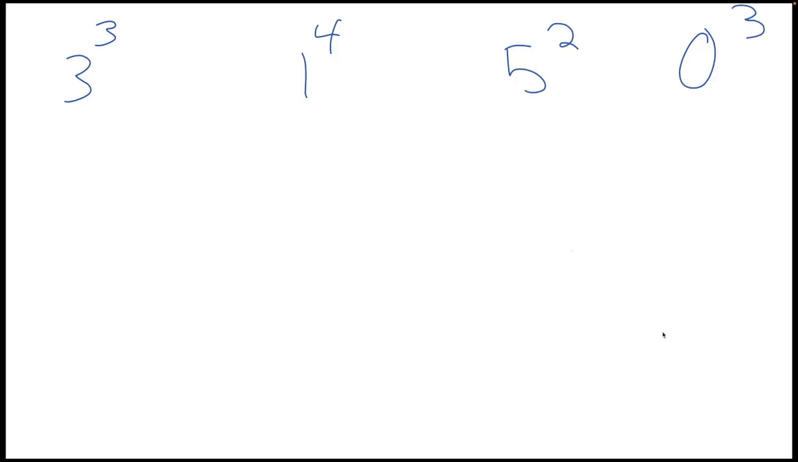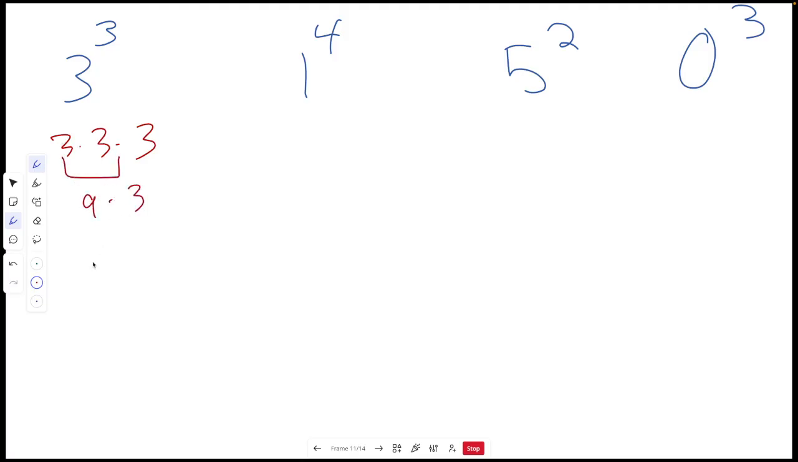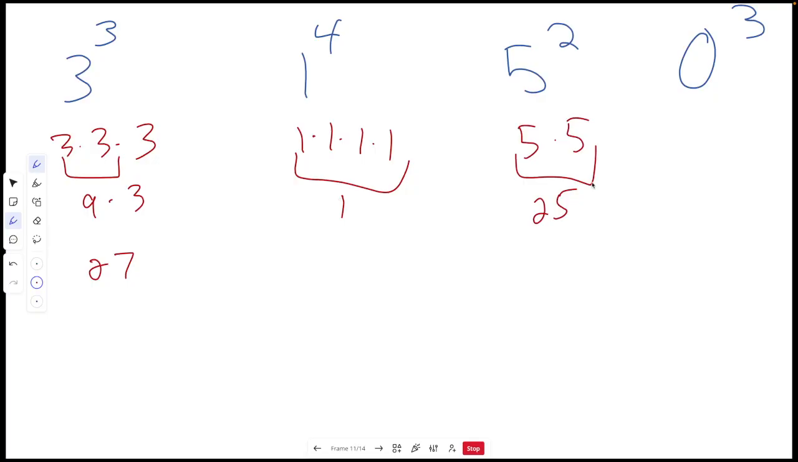Okay, now that you've had a chance to take a look at these problems, let's check your answers. For this one, you should have said 3 times 3 times 3. That would be 9 times 3, which is 27. For this one, this is 1 times 1 times 1 times 1. 1 times 1 is 1, 1 times 1 is 1, so 1. 5 to the second power is 5 times 5, which is 25. And 0 to the third power is 0 times 0 times 0. 0 times anything is just 0, final answer.